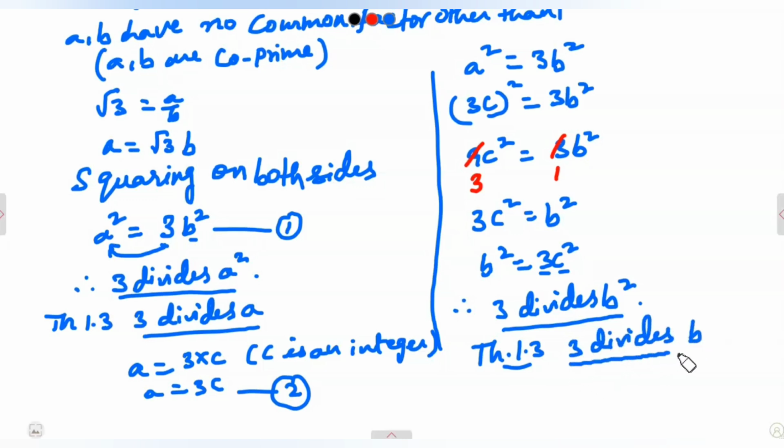So now coming to here, you have 2 points. Here we got 3 divides a and here we got 3 divides b. So what do you mean by this?